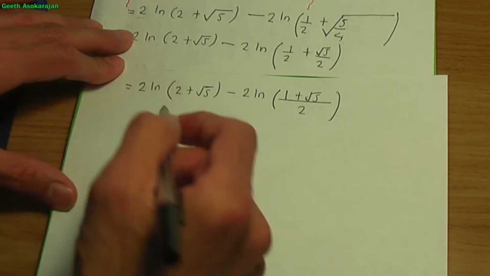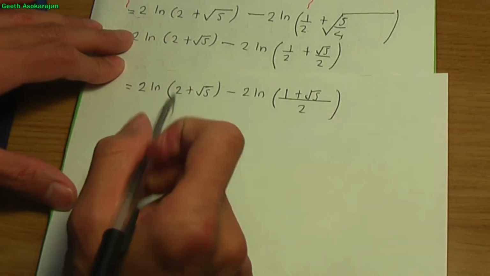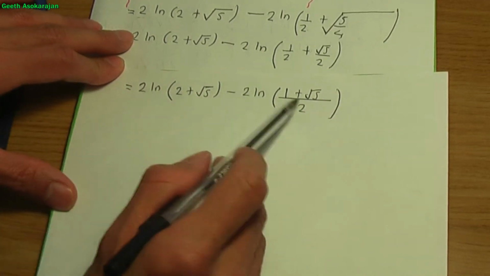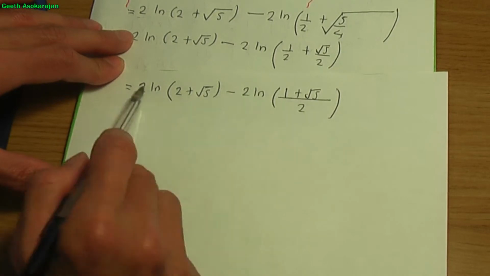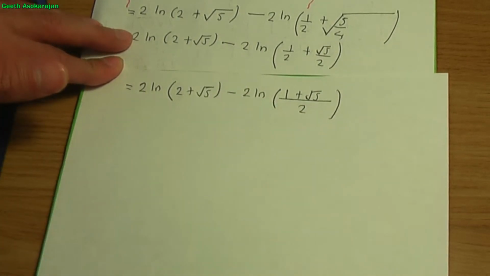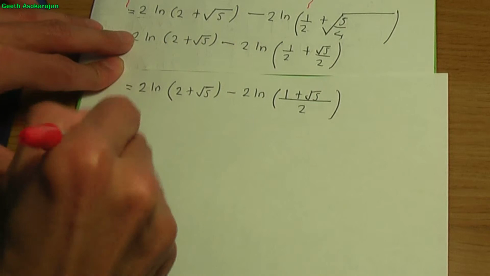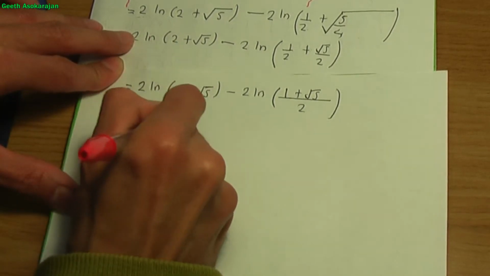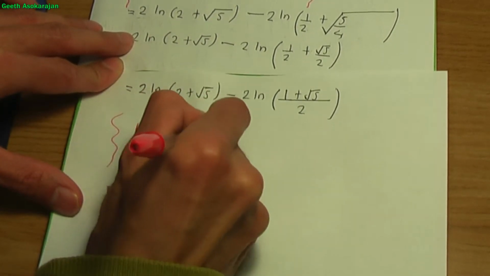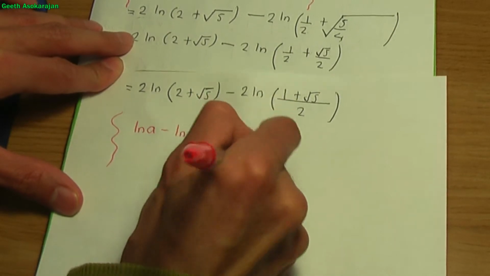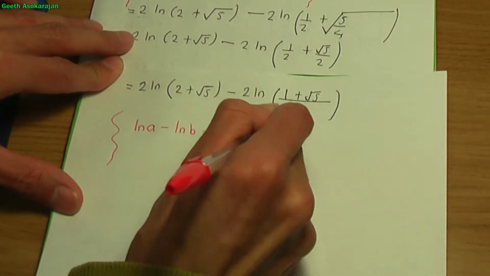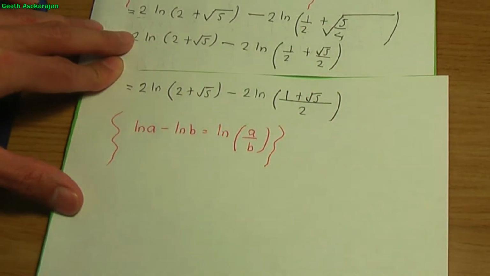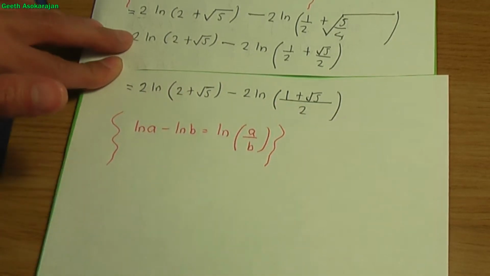And what I'm going to do is use the law of logarithms in order to rewrite this term. So remember, one of the laws of logarithms is that ln A minus ln B is ln A over B. So let's use this law of logarithms to simplify this particular step here.